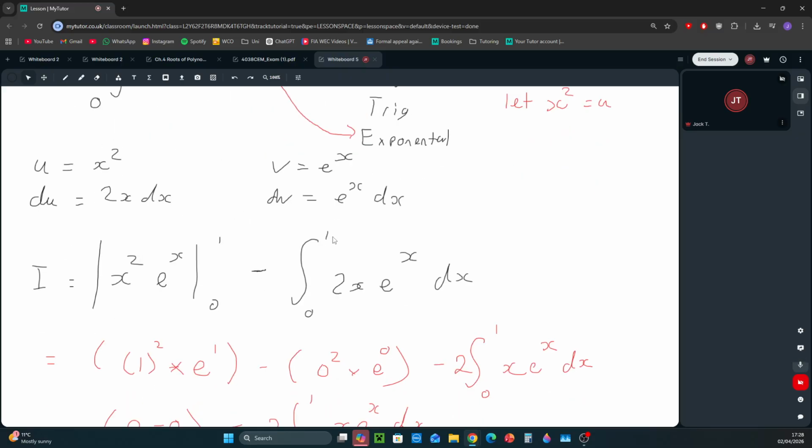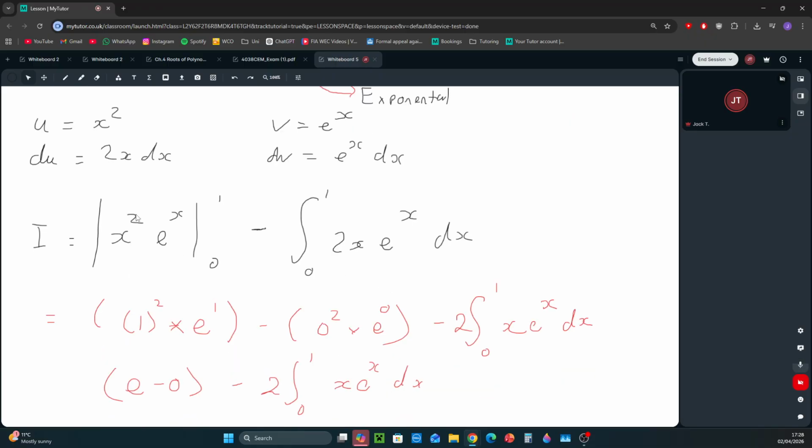So, there we go. I'm going to evaluate this. So I'm going to sub in 1, sub in 0, take them away from each other. So I've got 1 squared times e to the 1, which is just going to be 1 times e. So I've got e. And then 0 squared times e to the 0 is just going to be 0 times 1, so 0. So this just becomes e.